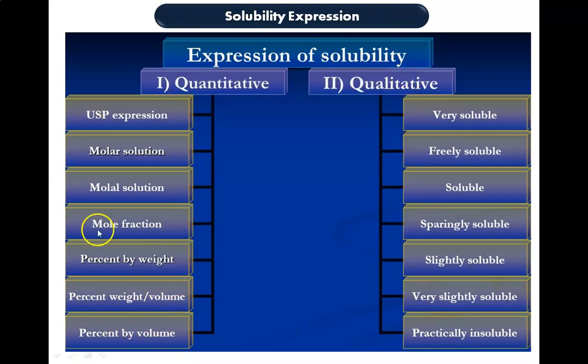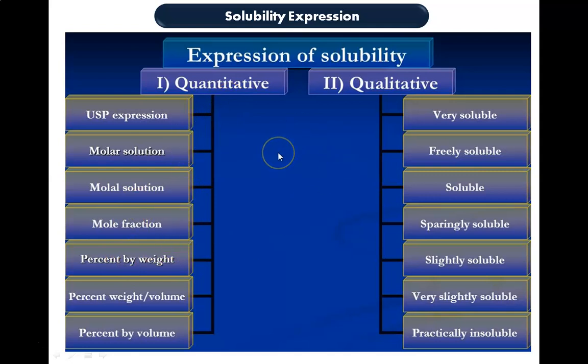So these are the ways in which we can express the solubility, and the question may be for 4 marks or 5 marks in your examination. According to the new PCI pattern, the question may be for 5 marks regarding solubility expression. So you need to pen down all these quantitative and qualitative ways. Usually USP defines it as 1 part to 100 parts or 1 part to 1000 parts. So this is the qualitative way, and these are molar, molal, mole fraction, percentage by weight. This is all about the quantitative way.